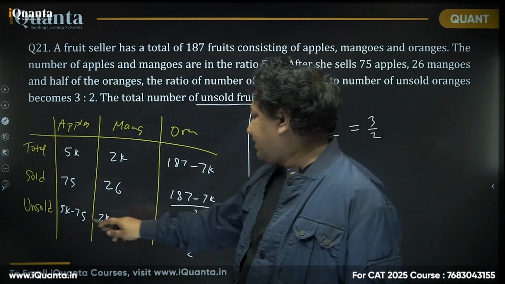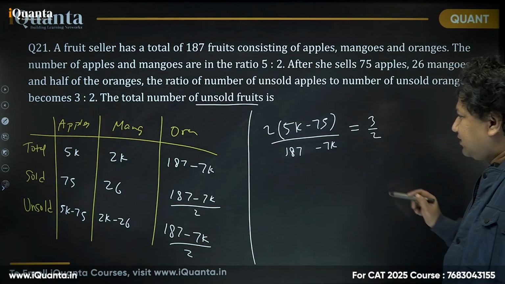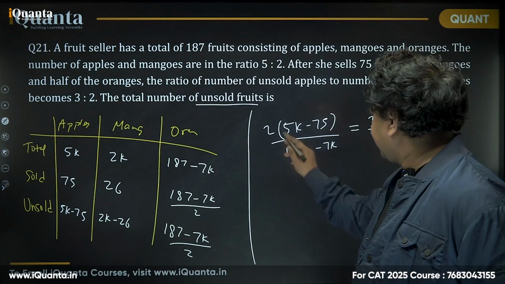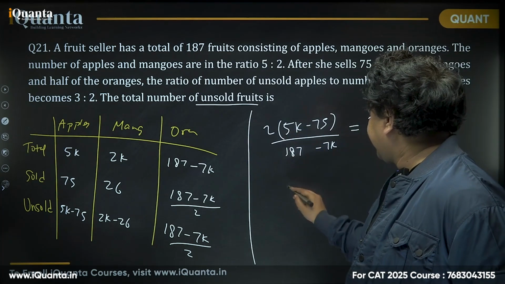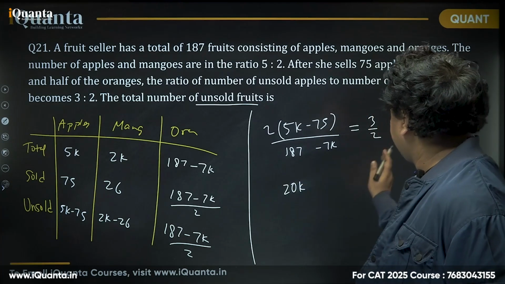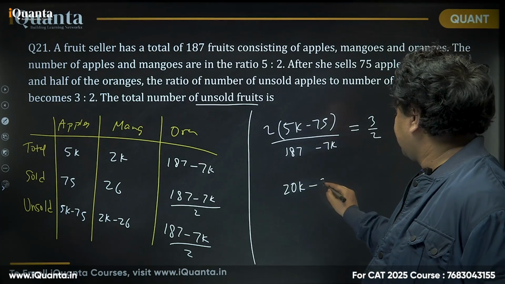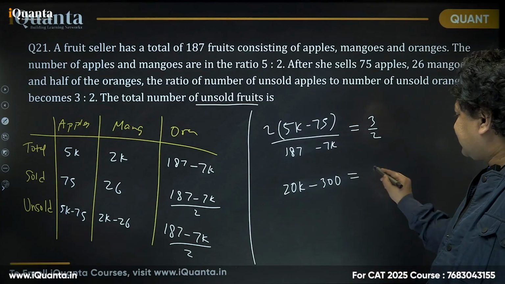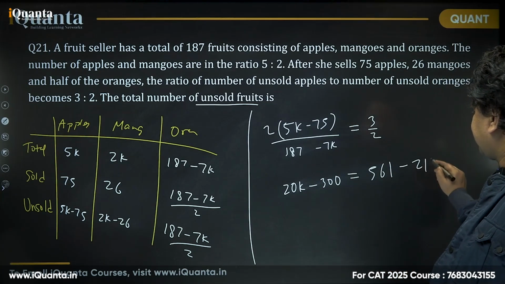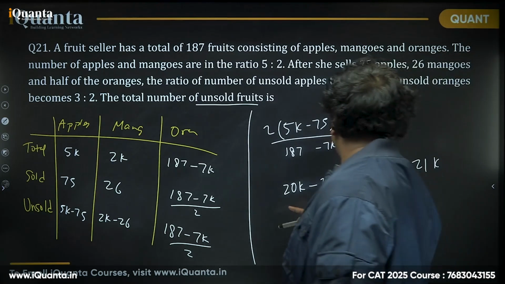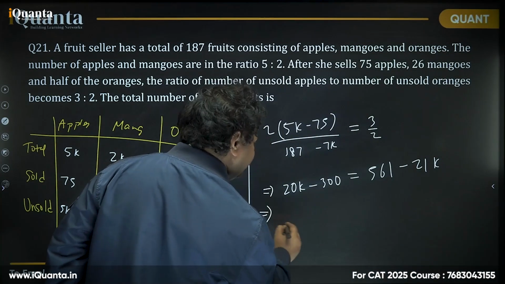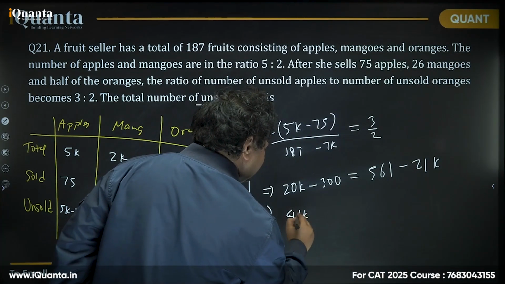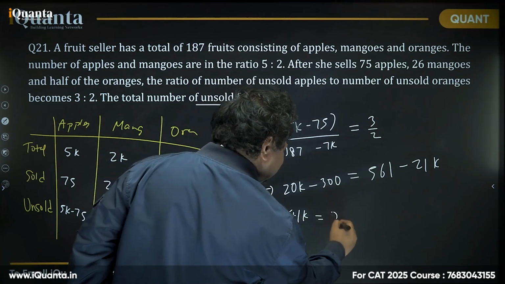I'll just put it here and get the answer. Nice. So let's cross multiply. 2 2s are 4, 4 5s are 20, 20k, opening the bracket, doing it simultaneously. 4 into 75 is 300, minus 300 is equal to 3 into 187. 3 into 187 is 561, if I'm not wrong, minus 21k is what we have. Let's send it here. So 20k plus 21k is 41k. This will be equal to 861.